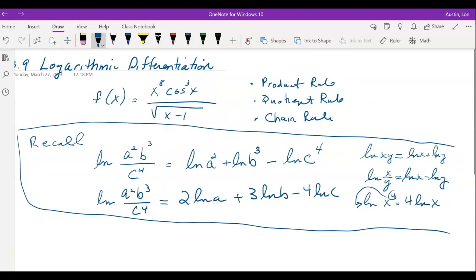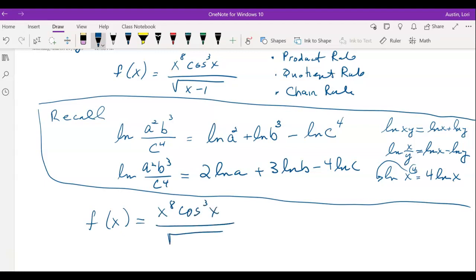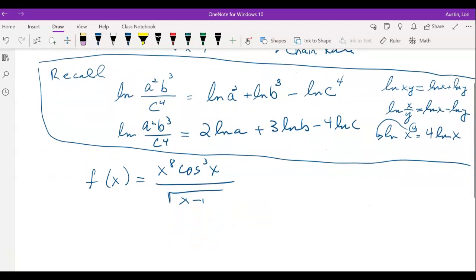So how does that help us? Well, let's go back to our original problem. f of x equaling x to the eighth cosine cubed x all over the square root of x minus 1. Now I'm going to make one little change in this particular function. To understand it a little better, I'm just going to label it as y equals. You can keep the f of x notation. Use whatever notation you'd like.